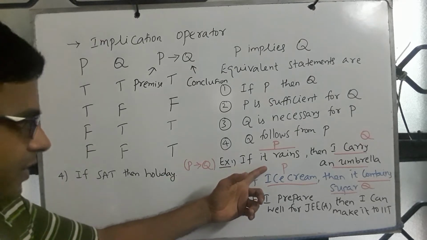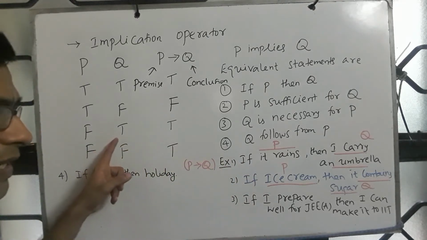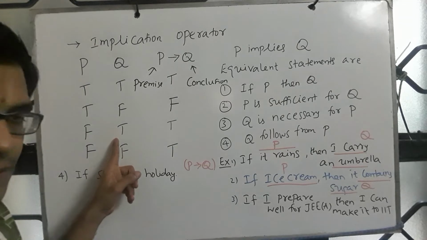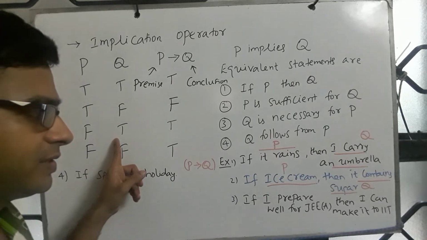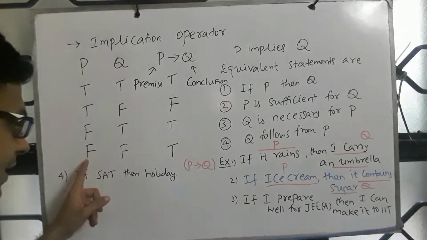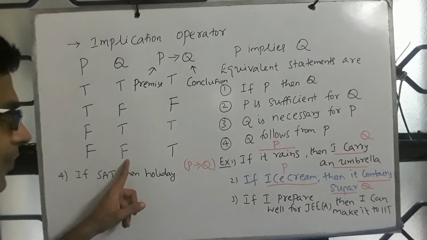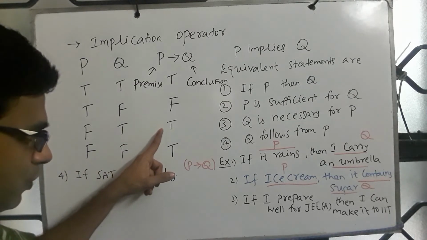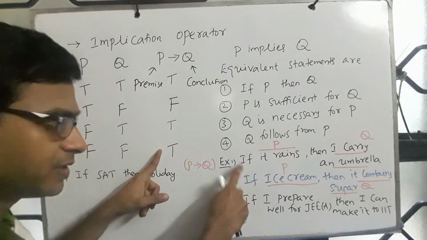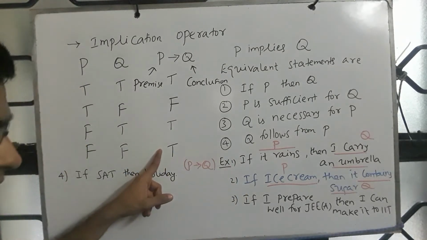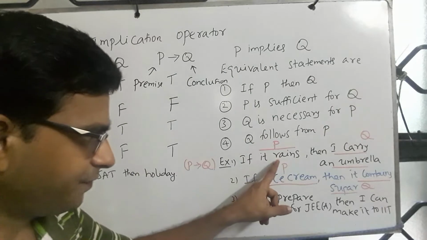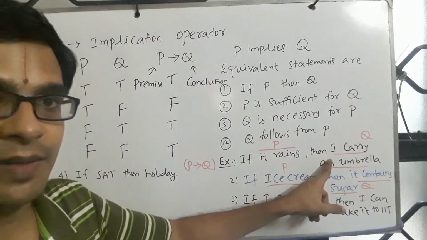It is not raining, but I am carrying an umbrella. I may carry an umbrella; probably outside it is sunny. It is not raining and I am not carrying an umbrella. But I am saying the truth value of this statement is still true. The statement only says if it rains, then I carry an umbrella.